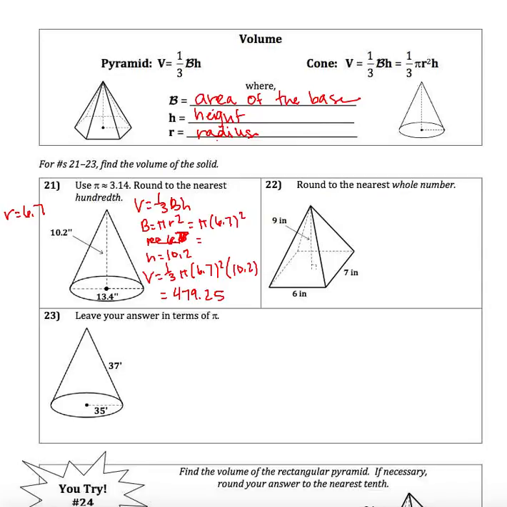All right, number 22 says round to the nearest whole. And so the shape that I have is a pyramid, so I need to use my volume formula for a pyramid, which is 1/3 times big B H. So big B is going to be the area of my base. And so my base is going to have to be a rectangle. And remember, the area of a rectangle would be length times width. And so that would be 6 times 7. So in my formula, I would say volume equals 1/3 of 6 times 7, which is 42, times the height, which is 9.